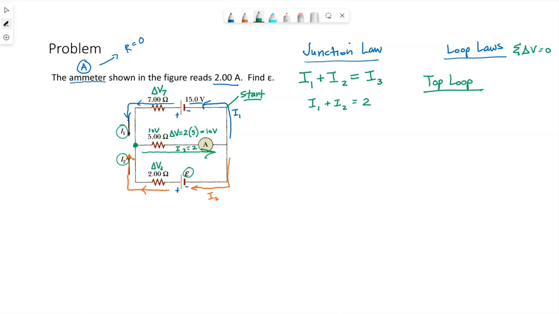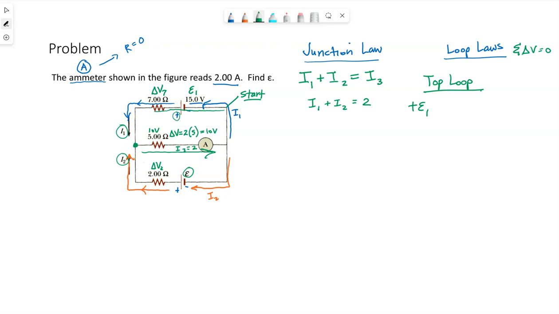If I start here, it doesn't matter if I go with the current or opposite the current. I just have to make sure I end up here as well. If I do go with the current, if my path takes me with the current, this first thing I'm going to pass by is the battery, and the last thing I'm going to see is the positive sign. So I'm going to see an increase of potential of, I'm going to just call this an epsilon 1. I'm going to set it up symbolically, and then we'll plug numbers into it.